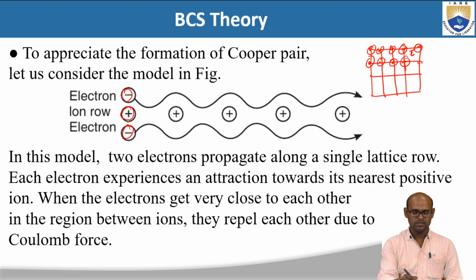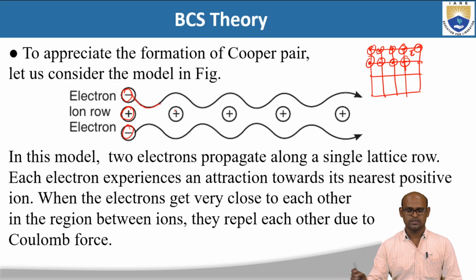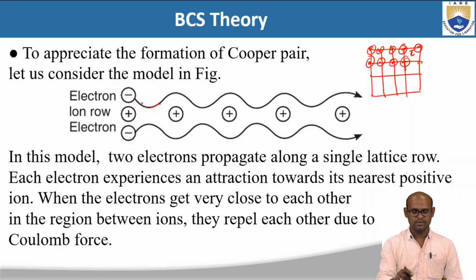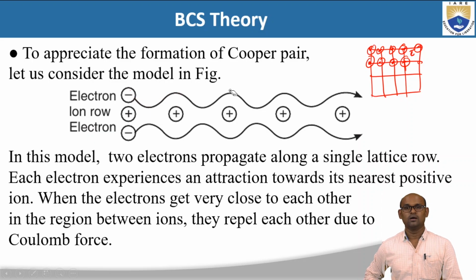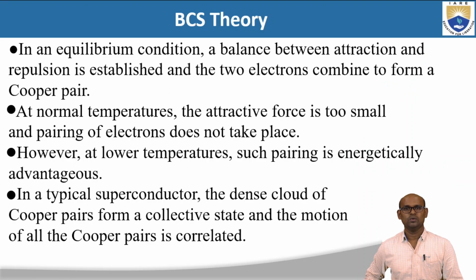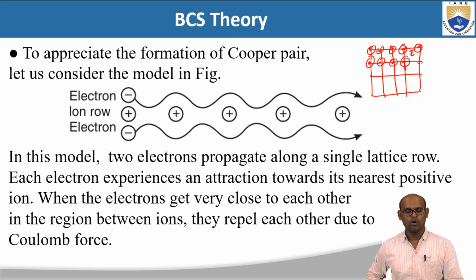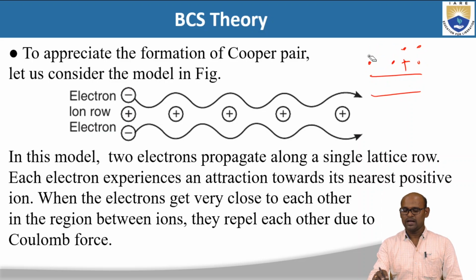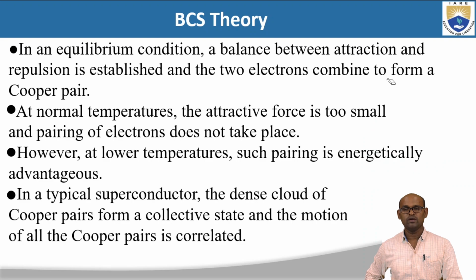When a pair of electrons comes closer, because of their same electric charge they repel, but they also come closer because they are attracted by the positive nucleus. Because of this movement of the electron pair, we get this kind of vibration of the lattice, and hence it is called a phonon. In equilibrium, a balance between attraction and repulsion is established: attraction between the positive nucleus and the negatively charged electron, and repulsion between the two electrons. In equilibrium there is a balance, and two electrons combine to form a Cooper pair.